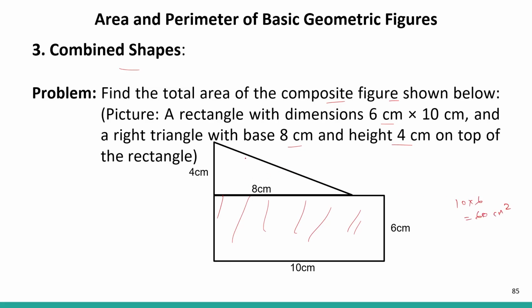Then we need to evaluate the area of this part. That will be 1 by 2, and we have the value of height, which is 4, and we have the value of base. Half into height into base is equal to the area of the triangle. It will be into 8, right? So this will be equal to 8 times 2, equal to 16 centimeter square. Adding these two, we are left with 76 centimeter square. So this will be the correct answer.